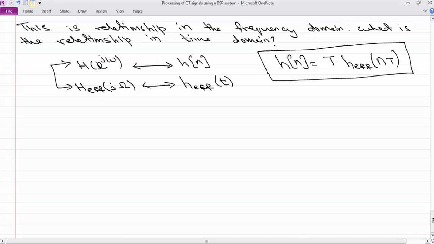Okay, all this discussion was predicated on the notion that your input signal is band limited. So let's talk about the case when g of t, the input signal, is not band limited.